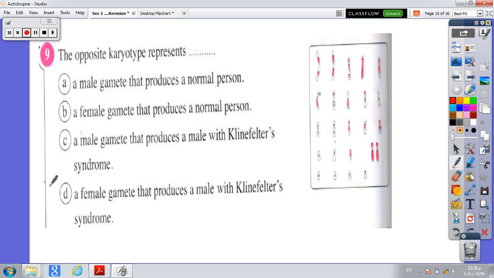Okay. Number 9, the opposite karyotype represents what? Who can tell me? It is haploid, so it may be sperm or ova. But these 6 chromosomes are similar. Yes, it is similar, so it must be female. Okay, female. But does this female gamete produce a normal person? No, it will produce a male with Klinefelter syndrome because the female carries 2X, and produces Klinefelter syndrome.